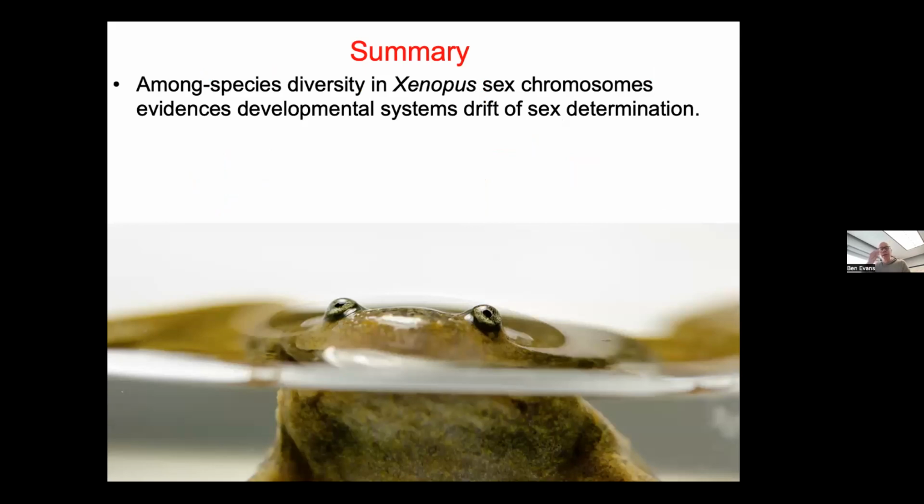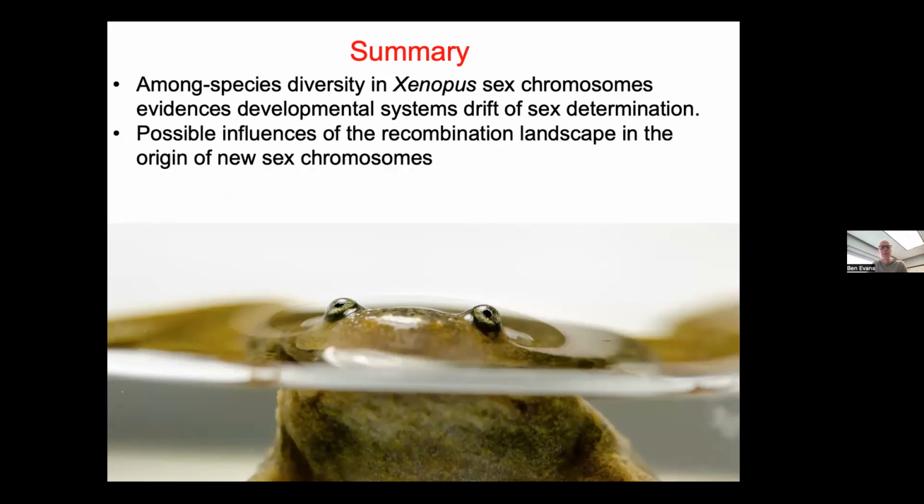So to summarize, what I've talked about today suggests that there's a lot of variation among species in Xenopus and sex chromosomes, which suggests that there's many different sex-determining genes that are scattered throughout the genome in these different species. There's sort of many careers of work left to do on the system.